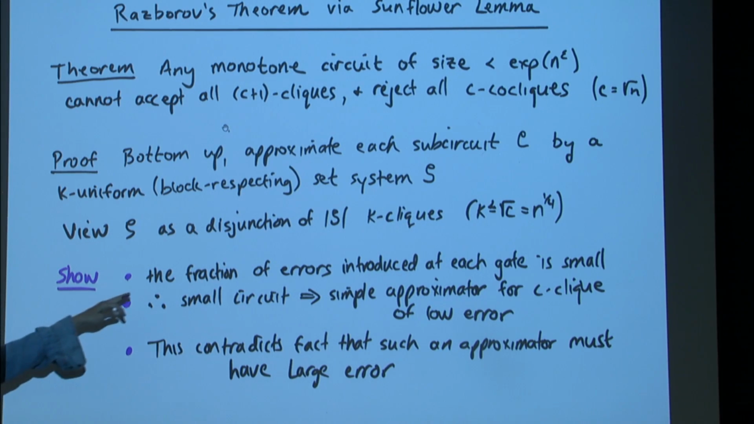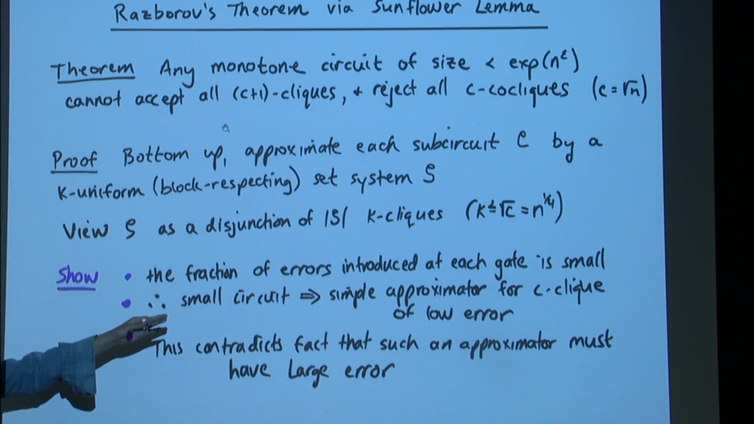Okay, so we want to show that for every gate, the fraction of new errors that gate introduces is small. And then secondly, by just adding up all the errors, if the circuit's small, that will imply that there's a simple approximator, namely an OR of square root of c sized cliques, that's going to approximate the whole thing, and it's quite easy to show that that's a very bad approximator for separating these from these.